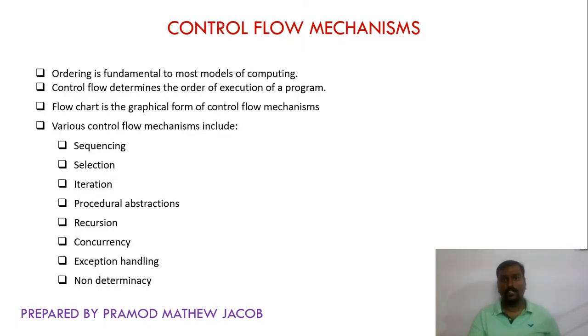First let's understand what is a control flow. The control flow determines the order of execution of a program. Typically, the order of execution of a program is graphically represented using a flowchart. The flowchart represents the flow of control in a particular program, and the data flow diagram represents the flow of data in a particular program. So there are various different control flow mechanisms used in different programming languages. Let's understand all these concepts in detail.